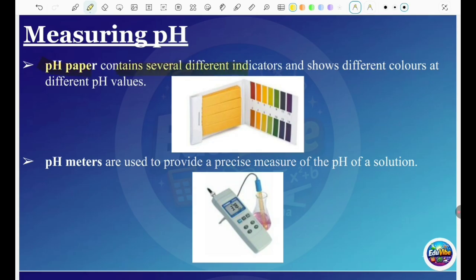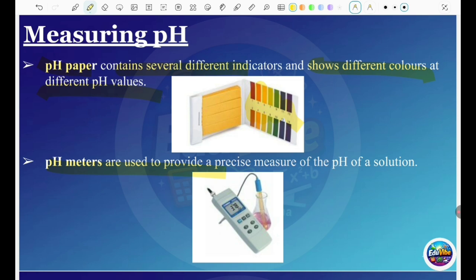So pH paper contains several different indicators. You can see these have different indicators, and they show different colors at different pH values. You can see this in your chemistry laboratory. You have a pH paper, and I think you're doing the lab for this topic too. That is how we can use the pH paper to say whether this is an acid, this is a base, or this is neutral.